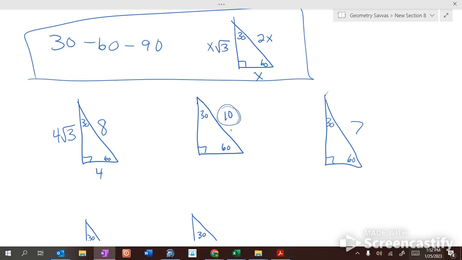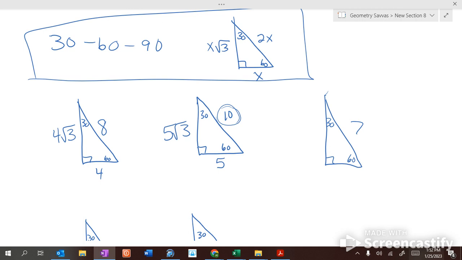If we're given the hypotenuse right at the start, how do we get to the short leg? Divide by 2. So the short leg's 5. Now how do we get to the long leg? Multiply the short leg times the square root of 3. That's why we find the short leg first, so then we can get to the other side.